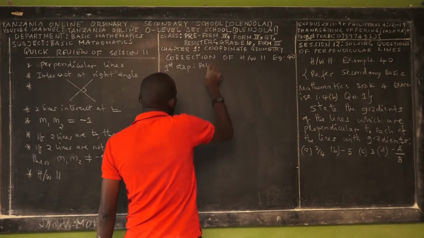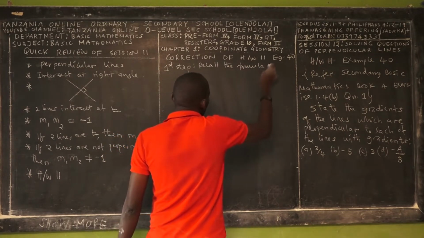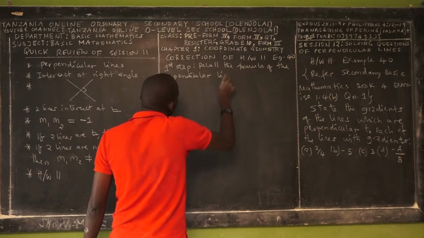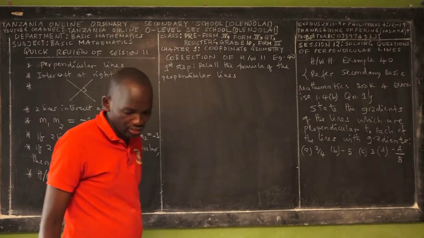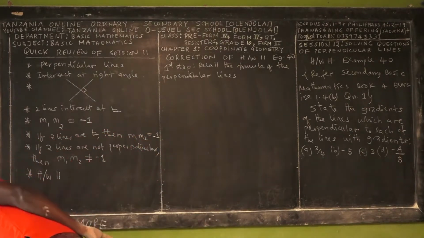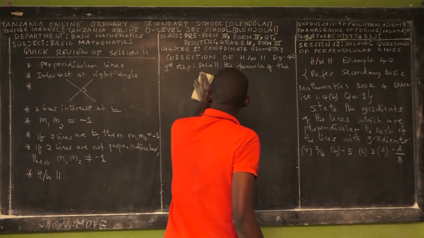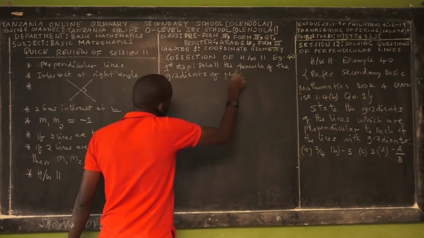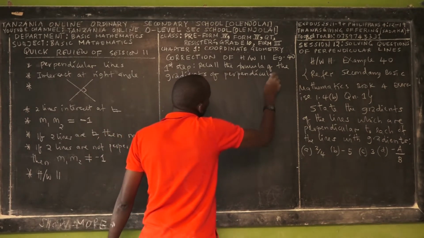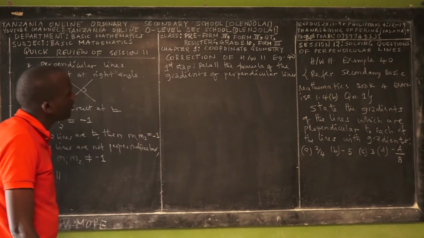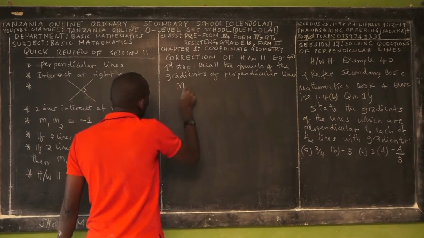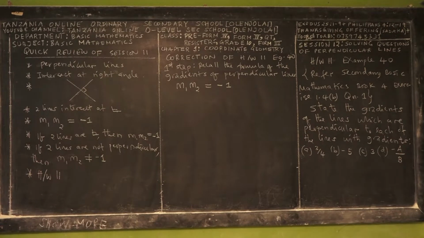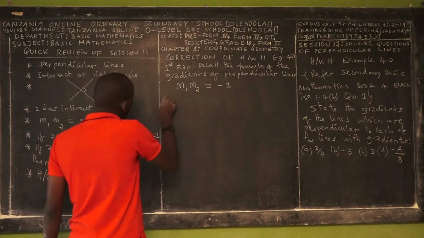Recall the formula of the gradients of perpendicular lines. So here is the formula: gradient 1 times gradient 2 is equal to -1. That's the formula.